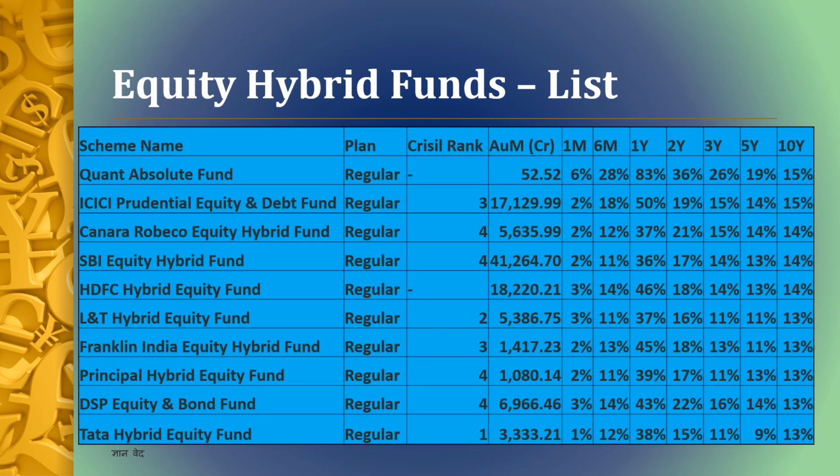In this chart, you can see the returns of these 10 funds for 10 years. We have taken 1 month, 6 months, 1 year, 2 year, 3 year, 5 year and 10 years also. This AUM is nothing but how much asset the fund holds. We have seen here the Quant fund is showing slightly higher returns for 10 years, but the AUM is the lowest. So this is a very small fund. We'll check the other factors also.